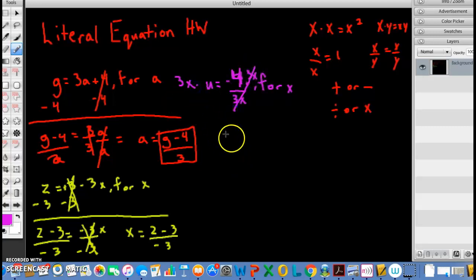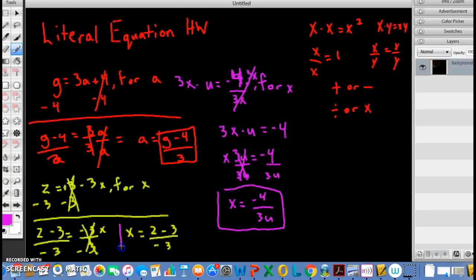and those are going to cross out, and I have 3x times u equals negative 4. And I see that x is multiplied by 3 and u. So if I were to rewrite that, I could rewrite it as x times 3u equals negative 4. Because it's the same thing, because 2 times 3 is the same thing as 3 times 2. It doesn't matter where you put it because it's multiplication. So if I want to solve for x, I see it's multiplied by 3u, so I'm going to divide by 3u on both sides. And x equals negative 4 divided by 3u.